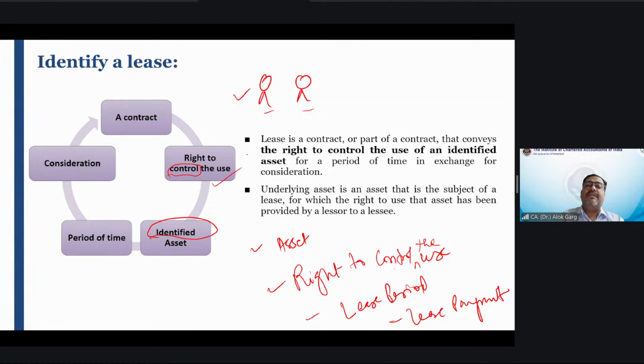Now, the second example is right to control the use of the asset. Sir, what is the difference between right to use and right to control the use? So for example, I purchased a new Skoda car. Karan is my favorite student. Karan came to me and asked, Sir, I am traveling to Europe for 15 days. So Karan told, Sir, can you lend this car to me? Can you give this car to me for 15 days?